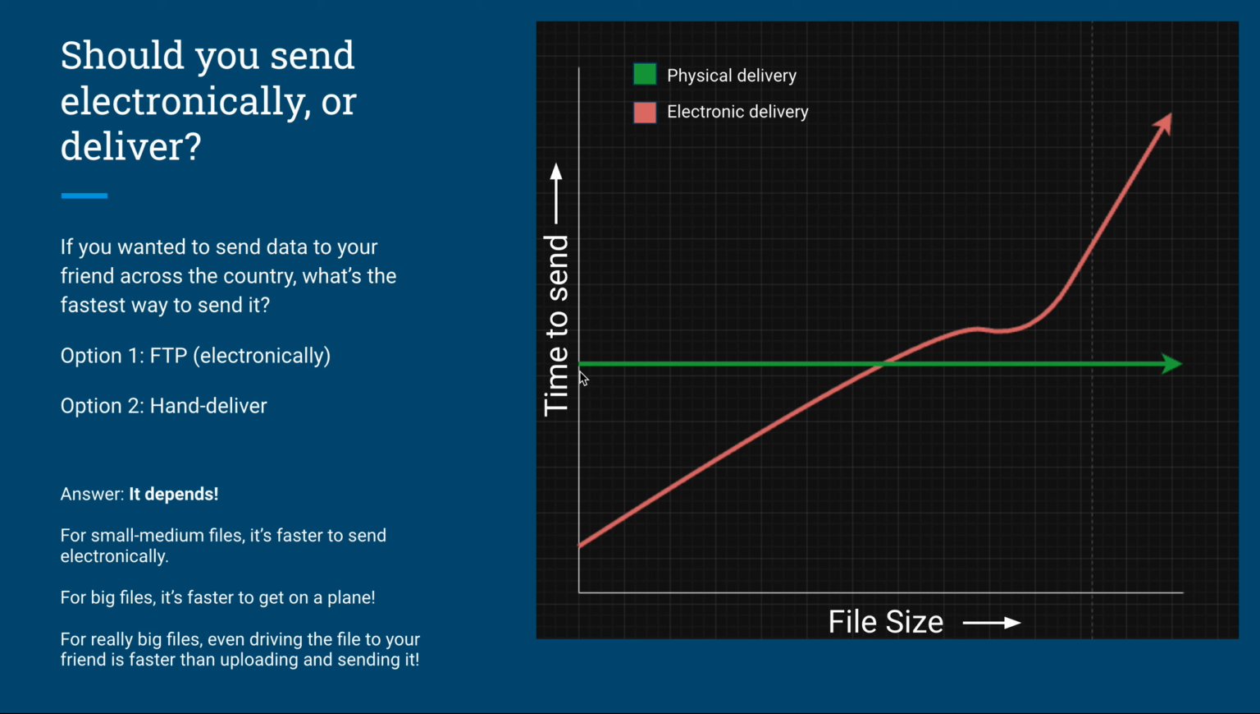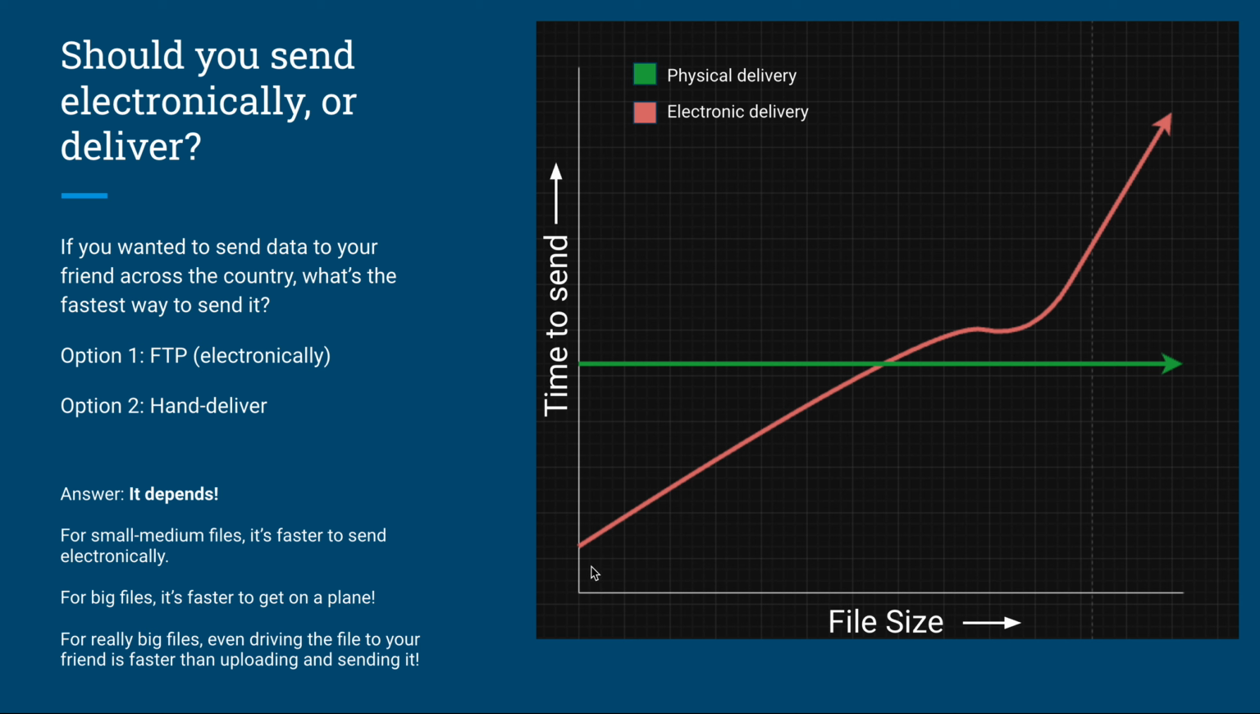I hope you can see my mouse, that as file size increases, we're going to look here at the time to send. For physical delivery, this green line, as the file size increases, it doesn't matter. It stays at 6 hours in time to send, right? It's staying equal. It doesn't matter. But if we're sending it electronically, this red line, it starts here, it's going to take a few minutes, and it steadily goes up, and depending on file size, as the file size increases, your electronic delivery time increases as well.